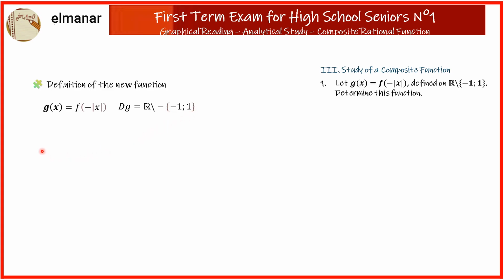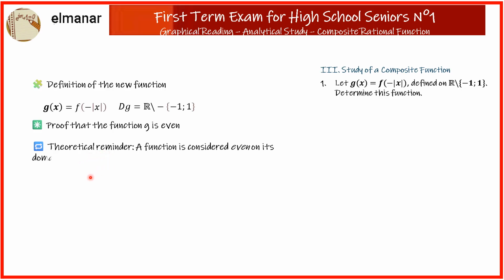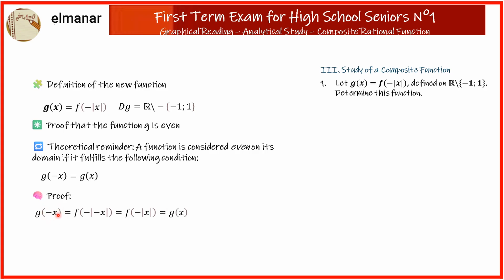Symmetry study. Even function. Let's recall a standard mathematical definition. A function is called even when, for every value of x in its domain, the value of the function at -x is identical to its value at x. That is, the function is even if g of -x is equal to g of x. Verification for the function g. Let's substitute directly into the expression. The value of g at -x becomes the value of f at minus the absolute value of -x.